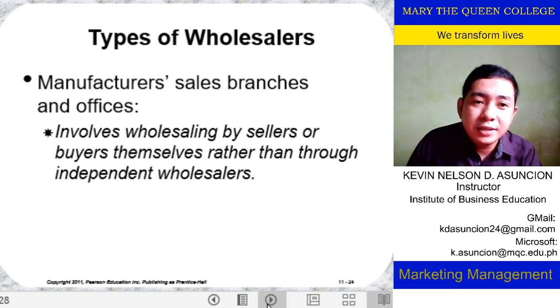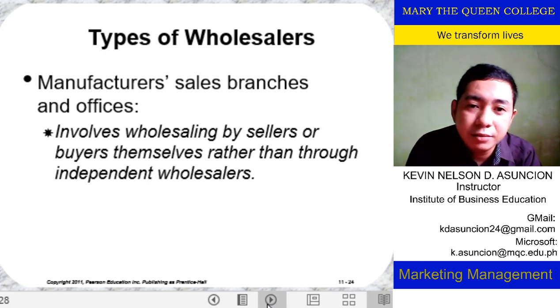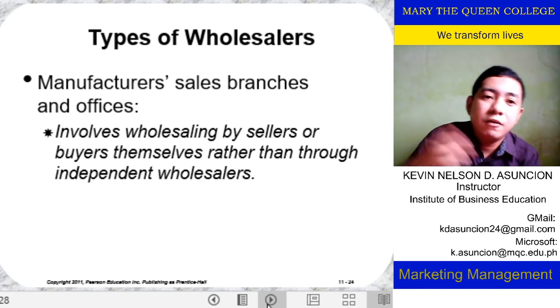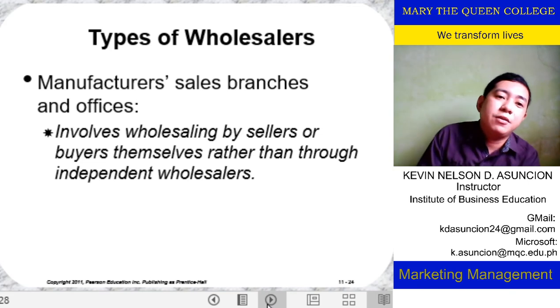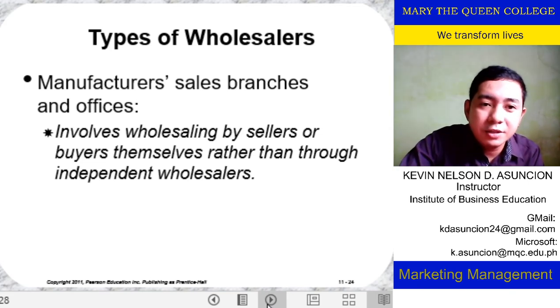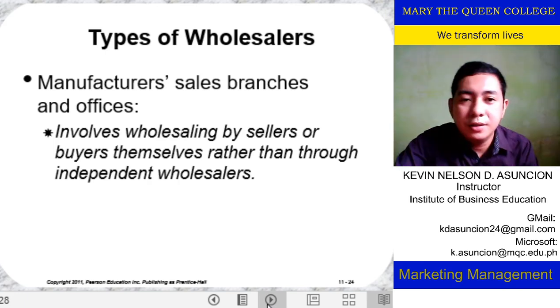This involves wholesaling by sellers or buyers themselves rather than through independent wholesalers. So that's the function of manufacturers' sales branches and offices. It involves wholesaling by sellers or buyers themselves.